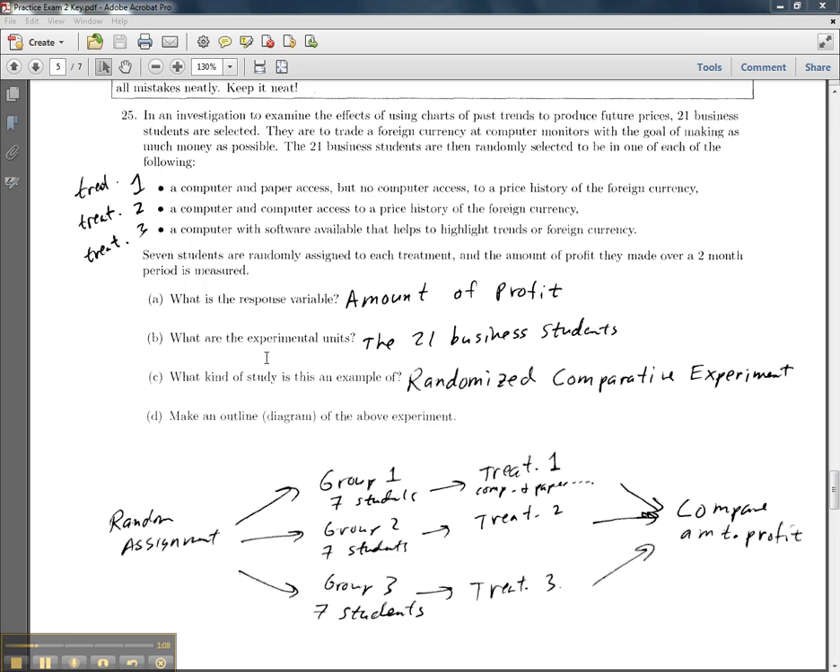And so what kind of study is this an example of? Well, check this out. This isn't anything complicated. This isn't like a stratified design, a matched pairs design, or a block design, or any of those types of designs. All we're doing is we're selecting the 21 students, and we randomly assign them to 3 different treatments. And so it's a randomized comparative experiment because we're trying to compare the 3 treatments to see who will make the most profit. So that's why it's called a randomized comparative experiment.